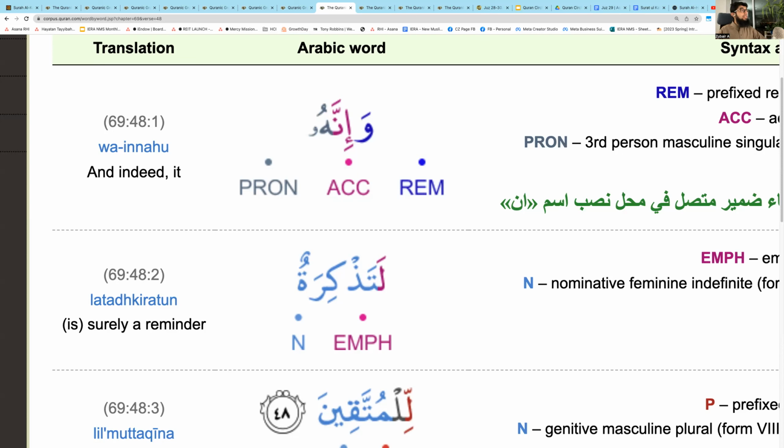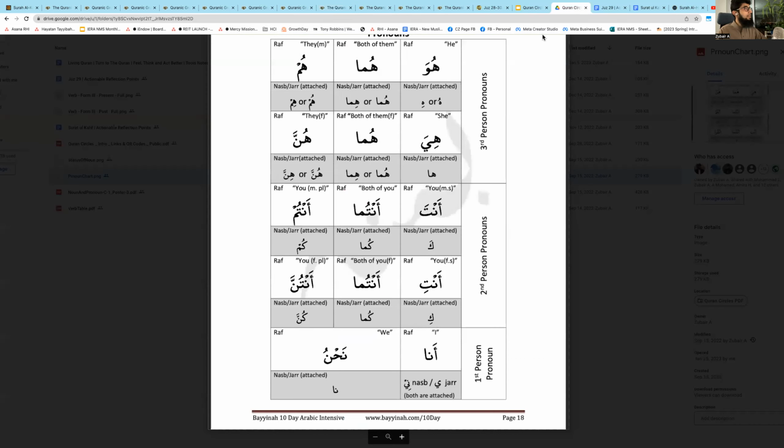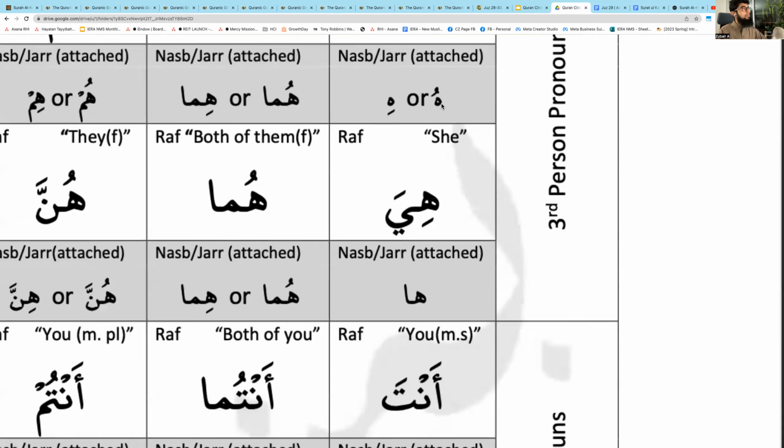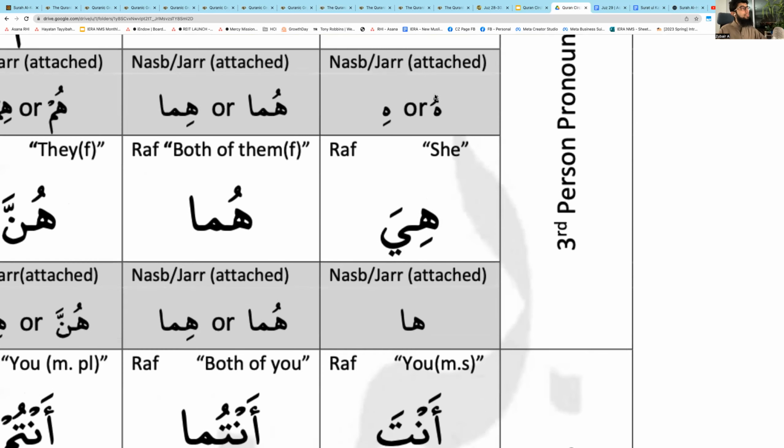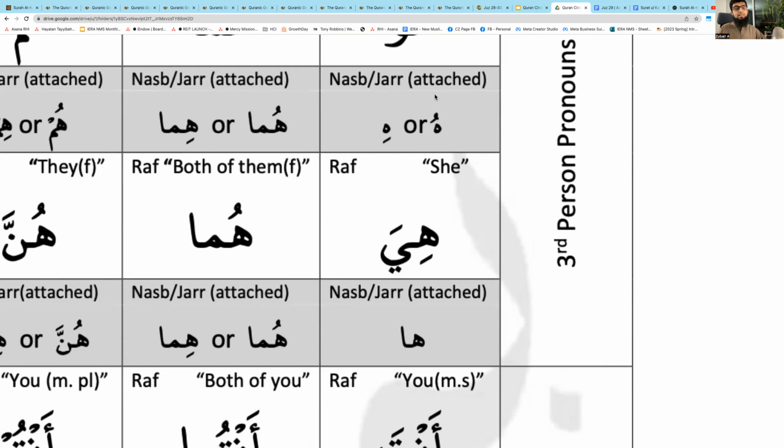Inna, indeed. And then who is it? Okay, so this is the pronoun. If we look at our pronoun chart here, this is the huwa. Now in Arabic, you don't have any "it." Everything is either masculine or feminine. So indeed it, or indeed he. Now I know I mentioned to you that usually you would use this for him or his, but in this scenario, there's an exception.